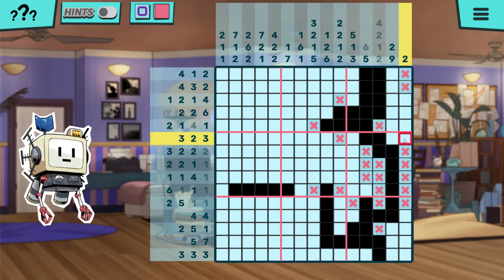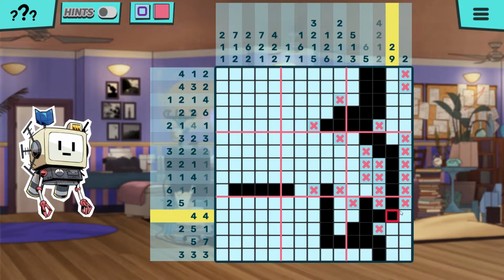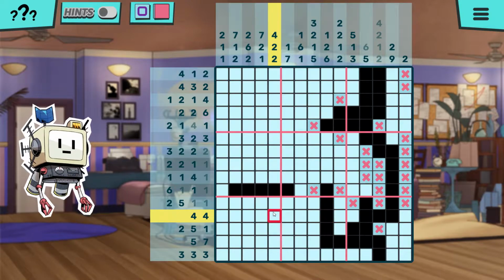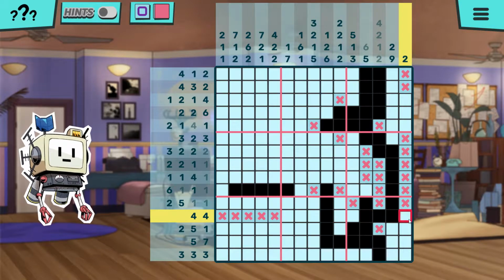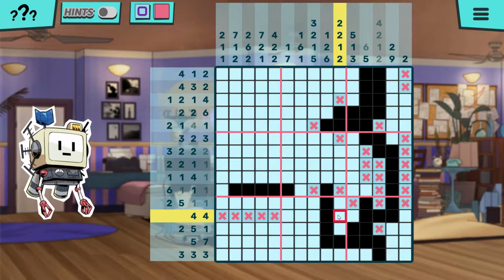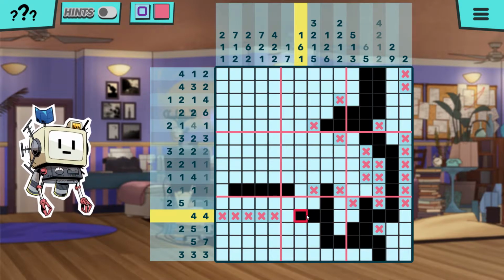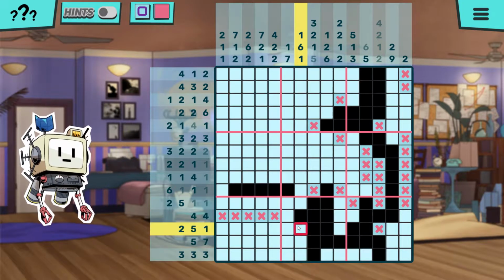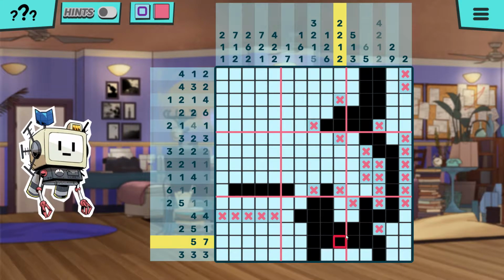Since that has to be a 3, this has to be empty. This is the second 4 already, so all of this is empty. And because I can say it has to start either here or here, I can put those there as well. Yeah, okay. We've got a 5 down here. This has to be the 5.